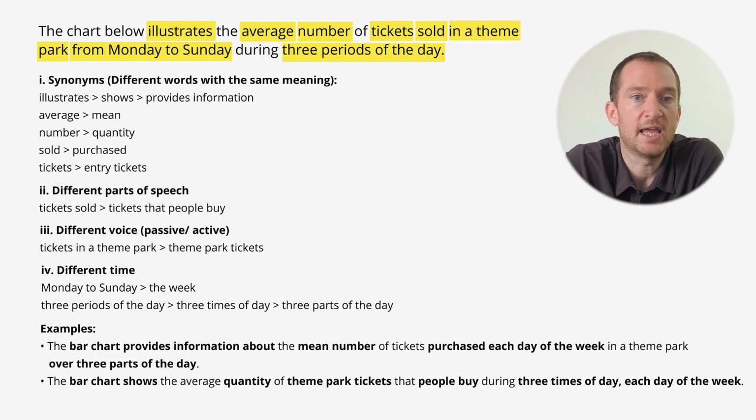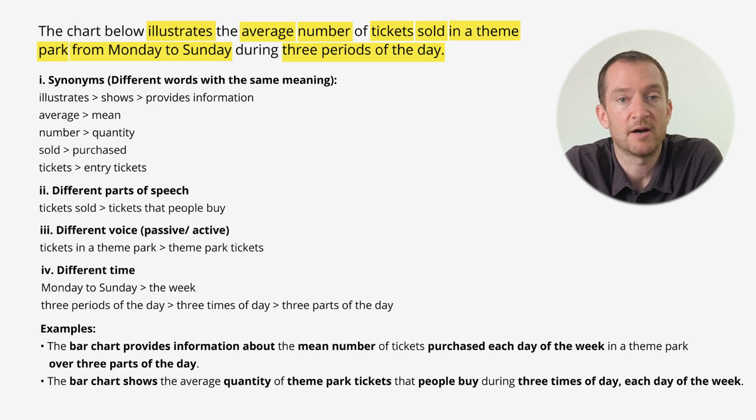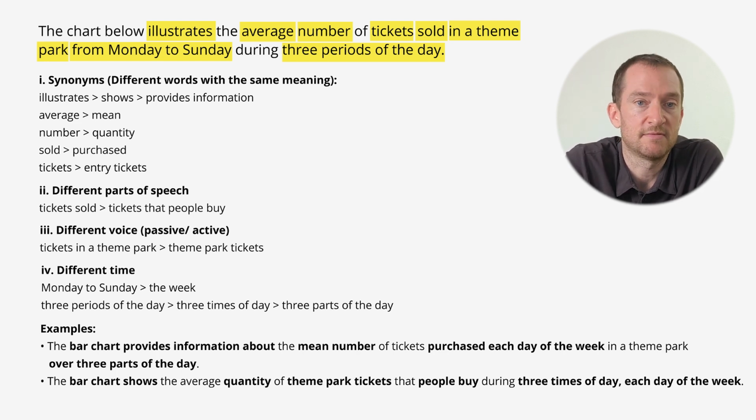And we could also use entry tickets rather than just saying tickets. In this case, we could potentially use the passive voice as well, by changing tickets sold to tickets that people buy. In terms of parts of speech, it's possible to change from tickets in a theme park to theme park tickets. In the phrase theme park tickets, theme park acts as an adjective, whereas in the original, it serves as a modifier which describes the location in the theme park. In this task rubric, we can paraphrase two parts of the time period.